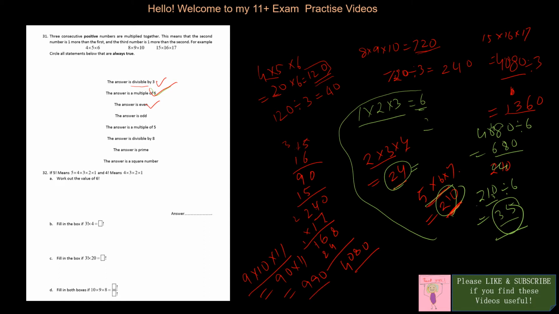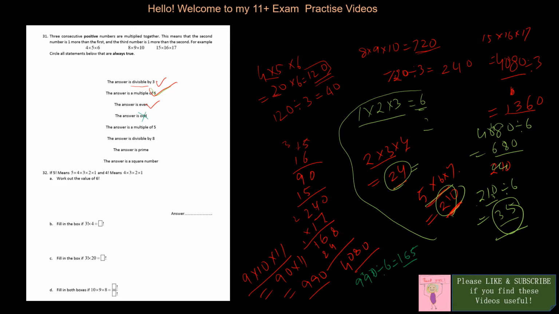Is it divisible by 6? If I divide by 6, I would get 6 times 1 is 6, and 3, 9, 6 times 6 is 36, and 3. Yes, it is. So the answer is even, yes. So the answer is odd is obviously not true.